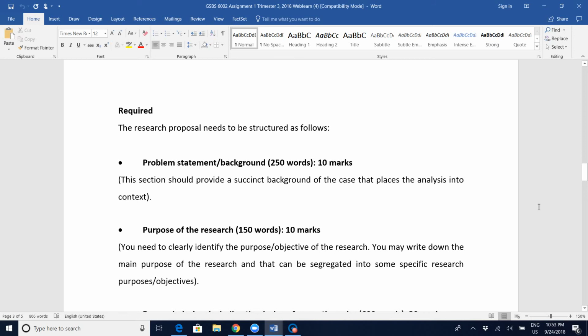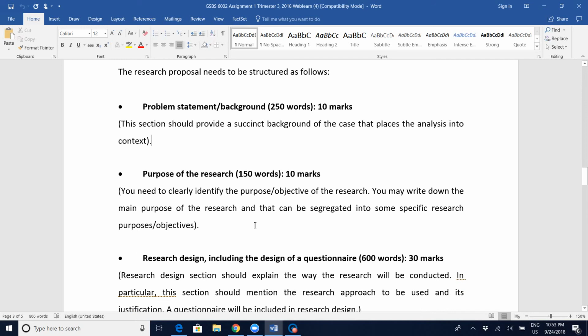Let me provide a brief guideline on each of these sections. First of all, problem statement or background. In this section, you should clearly write down what the research issue is, or the background of the research issue. The problem statement should finish with a very clear decision statement. If you remember, we learned earlier that the decision statement is the key research question that the research will be answering. So a background of the case, highlighting the problems, and then a clear decision statement. These are the contents of the first section.